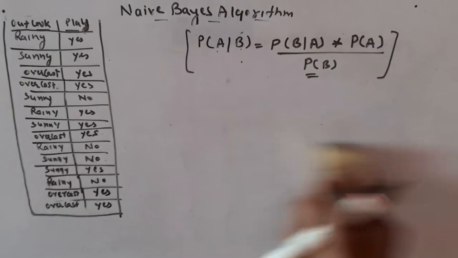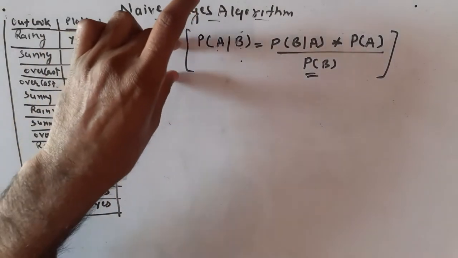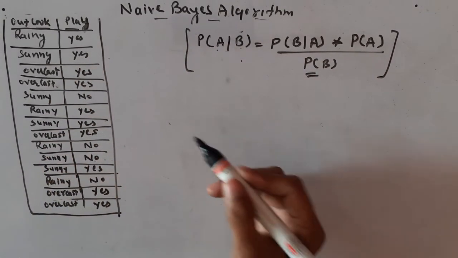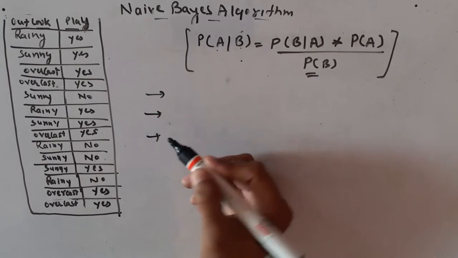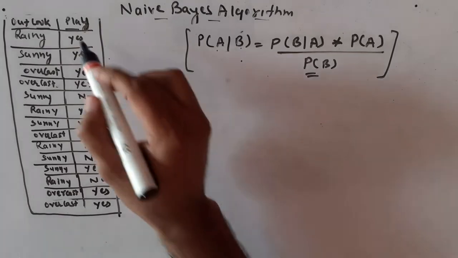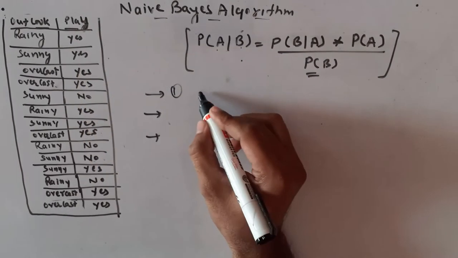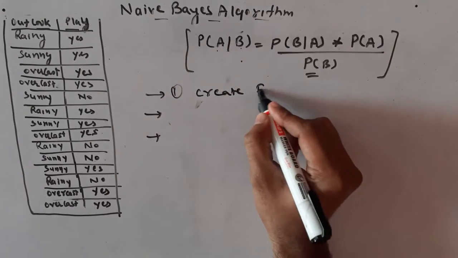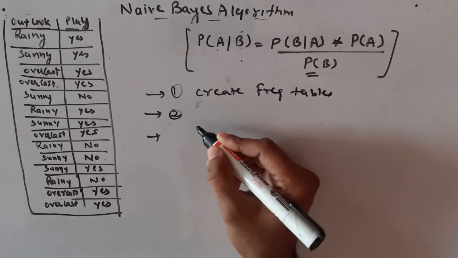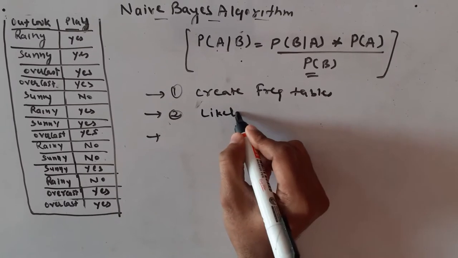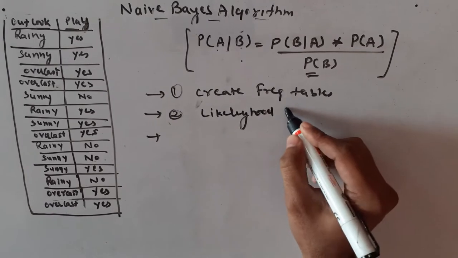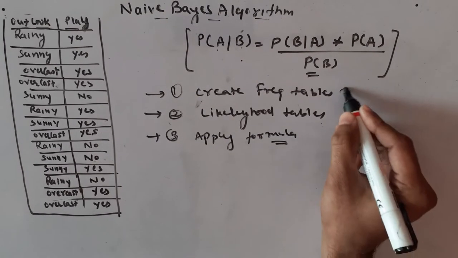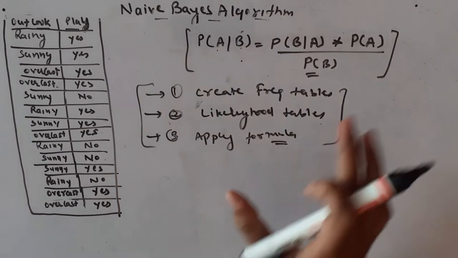Now we will use the same probability concept in this algorithm to find out, given a particular weather condition, whether the game will happen or not. There are generally three steps involved. Very first, this is our given data set. In the first step, we convert our data into frequency tables. The second step is to create likelihood tables, and I'm going to tell you what these tables are. The third step is to apply this formula. These are the three steps that we are going to perform on this data.